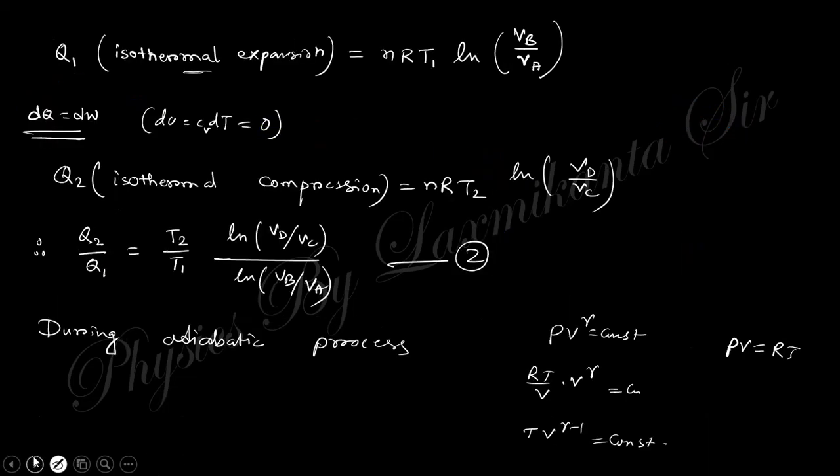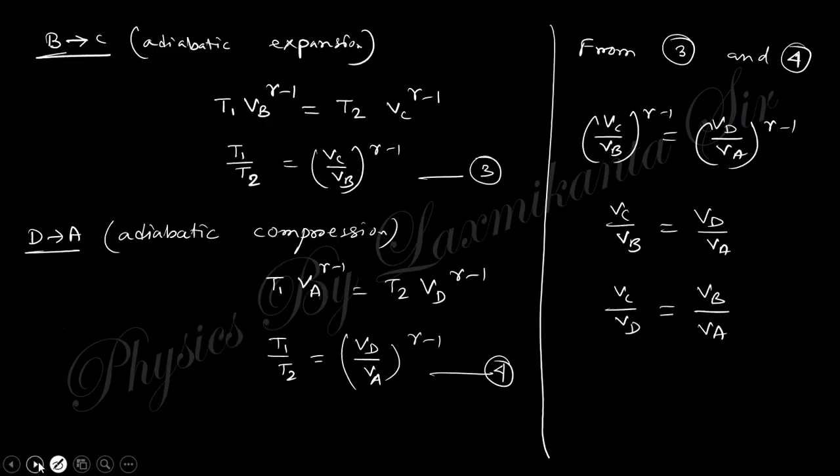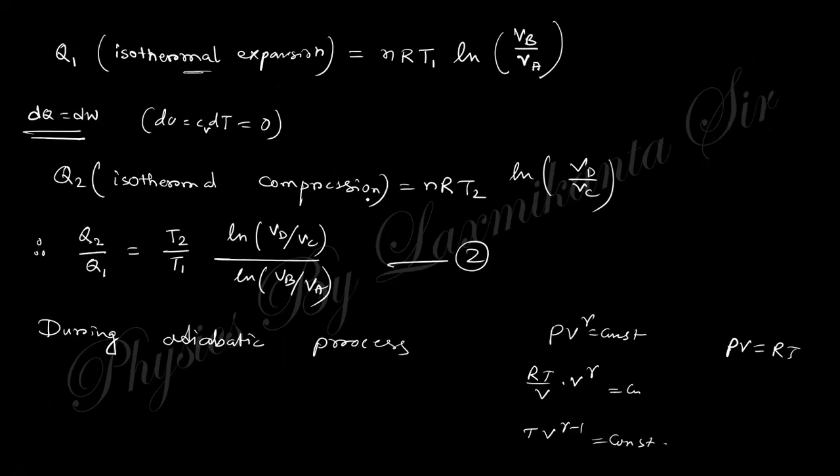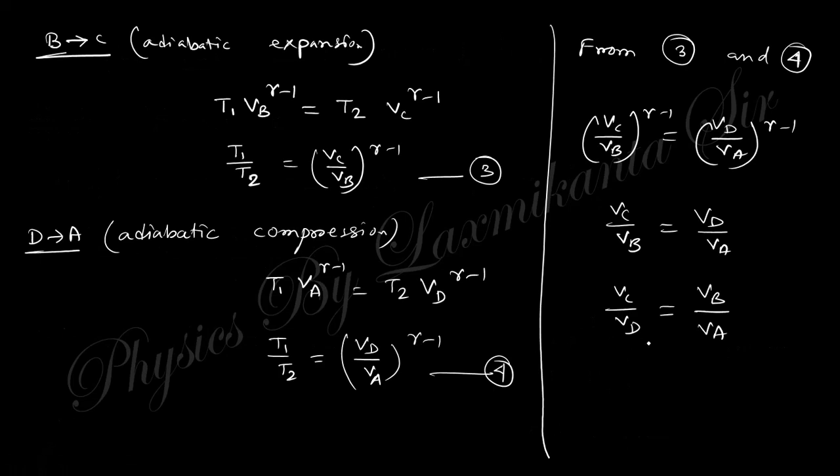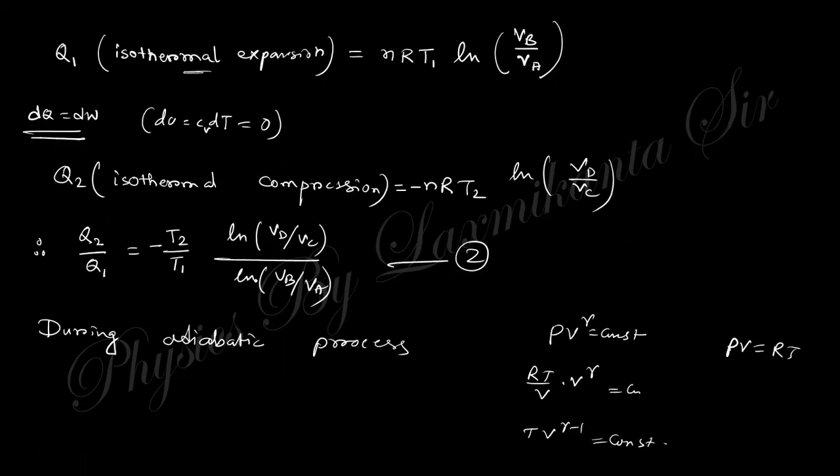Since this is compression, the work done will be minus. The volume is compressed, so the work done is minus. That's why there is a minus. So Vb by Va equals Vc by Vd. If you put in this relation, there is again a minus and this is cancelled.